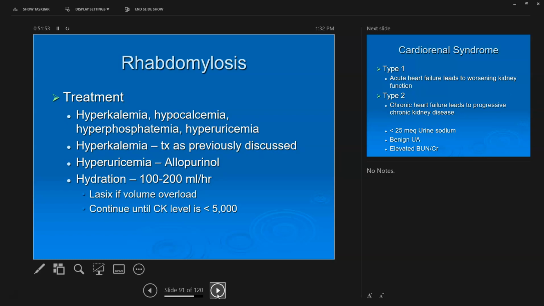And then, if they do get volume overloaded with aggressive hydration, you can give them some Lasix. With that, obviously you're treating the electrolyte abnormalities that go along with it, the hyperkalemia that we talked about. It's also common for them to have high levels of uric acid, and so you need to start some allopurinol with it.